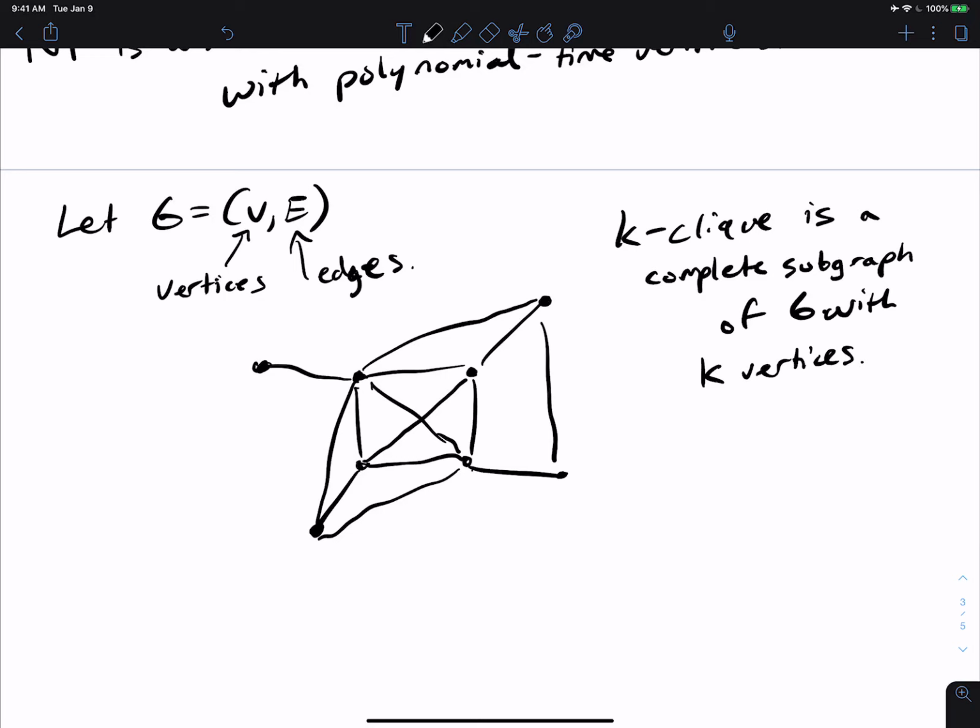For example, if I highlight this subgraph right here on these 4 vertices, you can see among these 4 vertices and the edges that I highlighted, every single possible edge is present. Because there are 4 vertices, the total number of possible edges in this case is 6. And there are 6 edges that I highlighted, so therefore this is a 4-clique because there are 4 vertices involved.